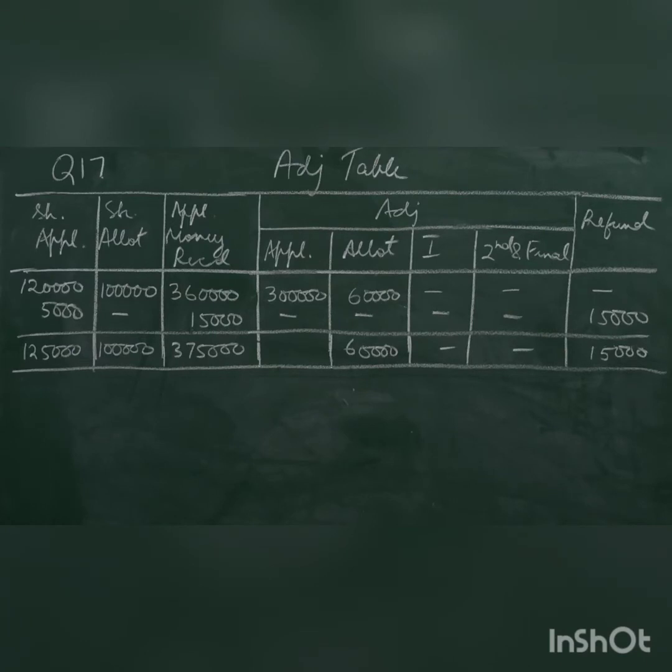will be refunded. As you can see, the first column you can use abbreviations: shares applied, second column shares allotted, third column application money received, then adjustment for 4 installments: application, allotment, first call, second final call, and refund if any. We have the first category, 1,20,000 applicants, application received.